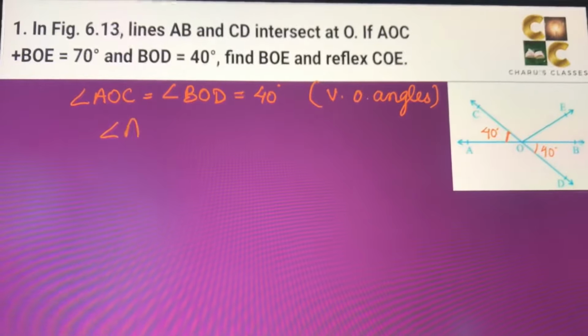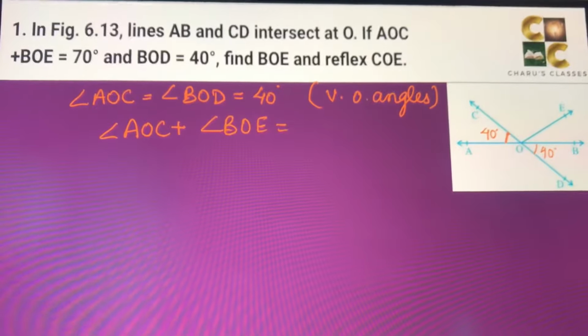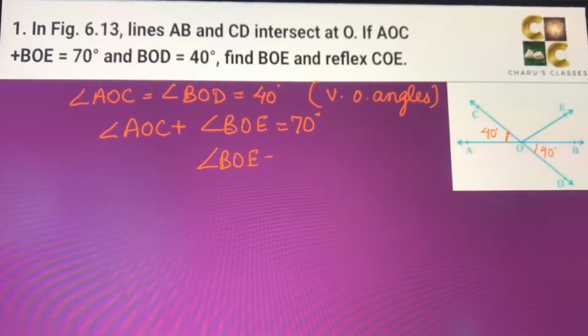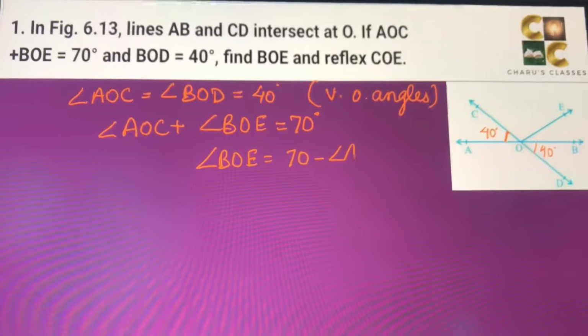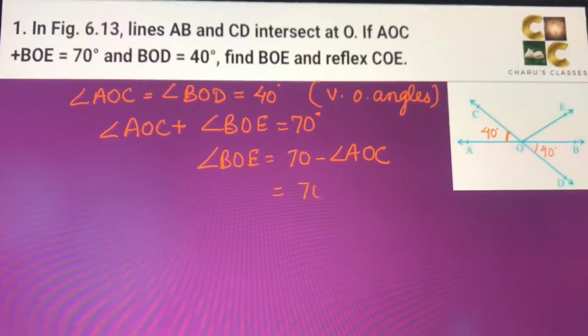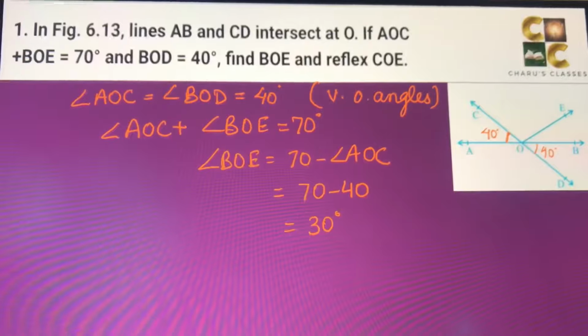Now it is given that angle AOC plus angle BOE, this sum is 70 degrees. So I can write angle BOE as 70 minus angle AOC. We just found out that angle AOC is 40 degrees. So 70 minus 40 is equal to 30 degrees.